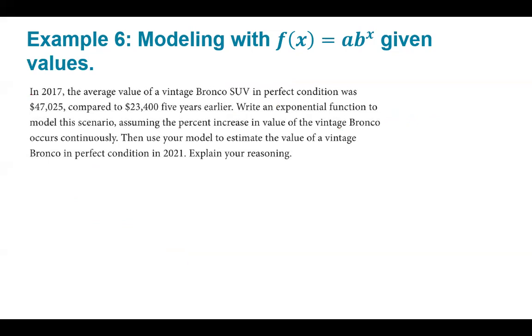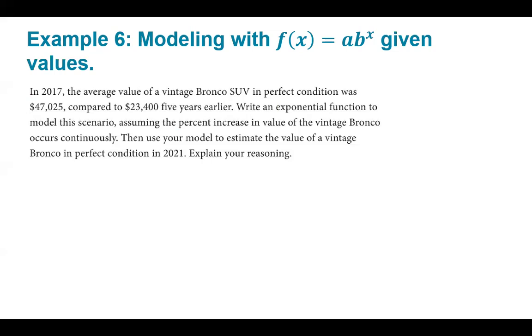It says example 6. In 2017, the average value of a vintage Bronco SUV in perfect condition was $47,025 compared to $23,400 5 years earlier. Write an exponential function to model the scenario, assuming the percent increase in value of the vintage Bronco occurs continuously. Then use your model to estimate the value of the vintage Bronco in perfect condition in 2021.